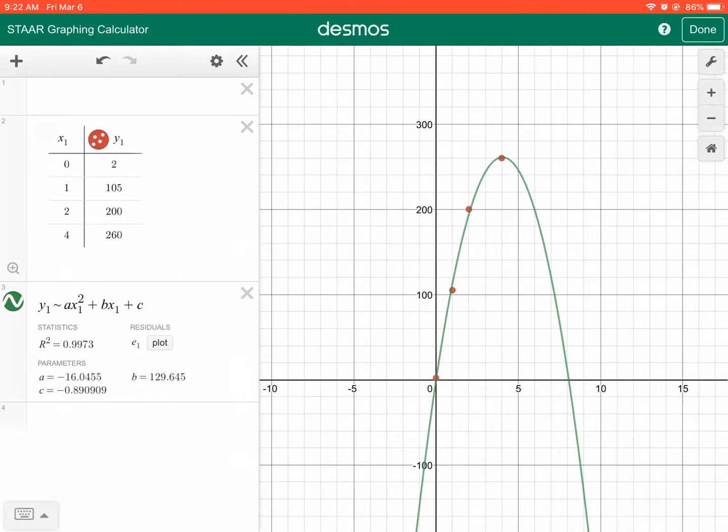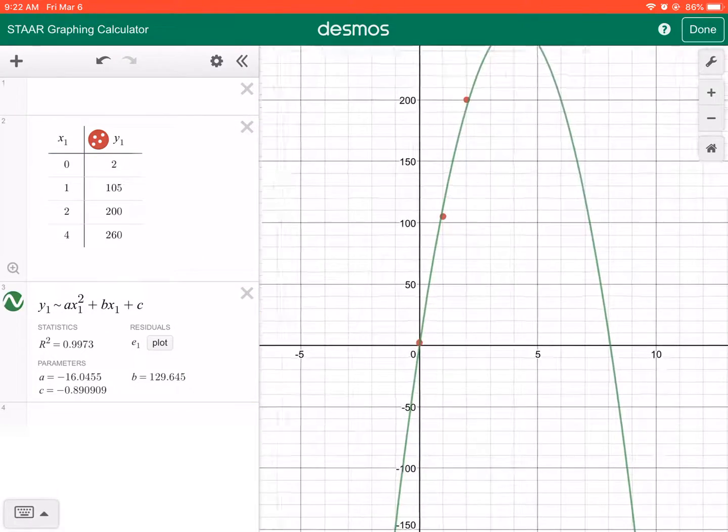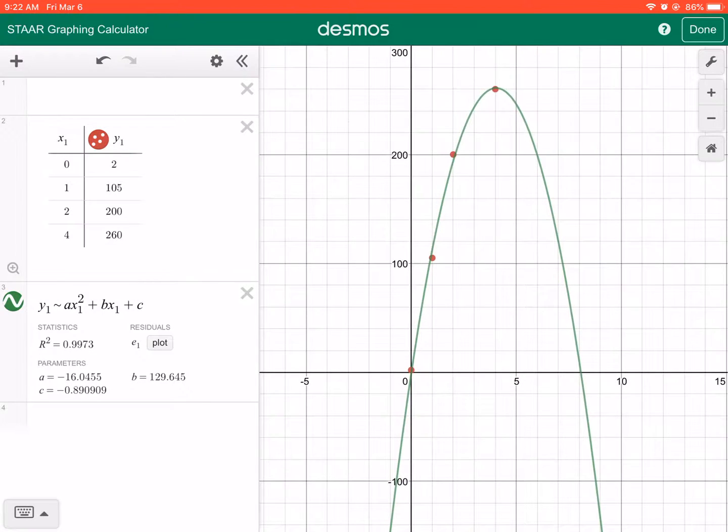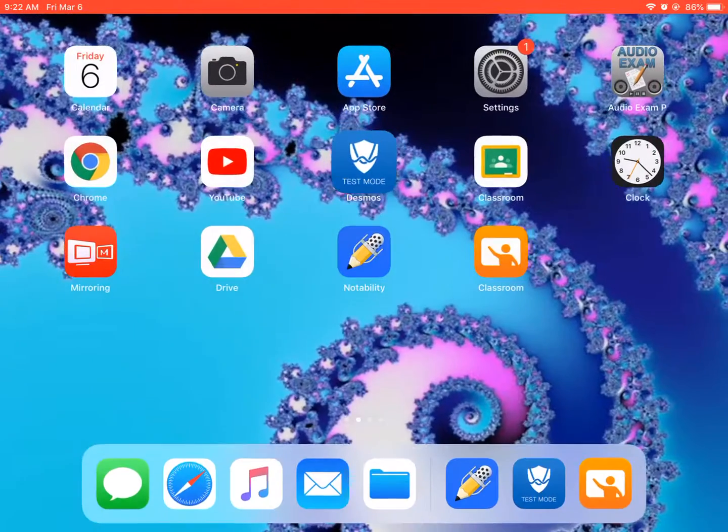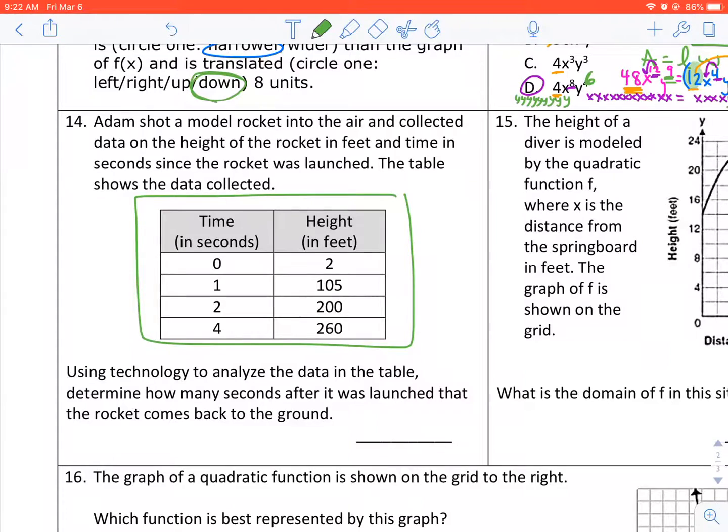Now I can see my parabola coming back down. So this is where it starts off on the ground, and it goes up all the way up to here, and then it comes back down on the other side, and this is where it hits the ground. So the question says, how many seconds after it was launched did it come back to the ground? The answer is going to be about 8. And we can say that, about 8 seconds.